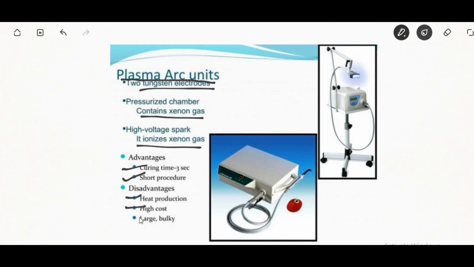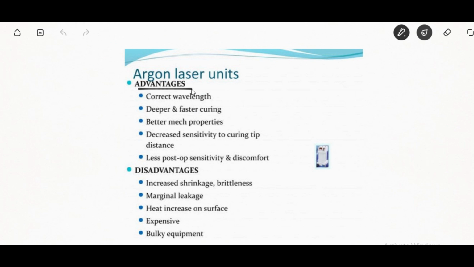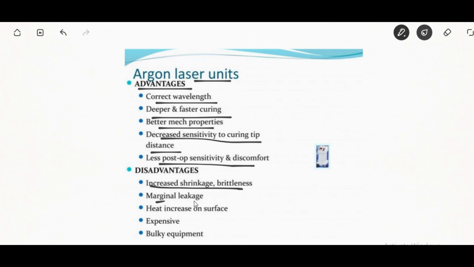Third is the argon laser curing unit. Nowadays we use the argon laser that has a wavelength of 470 nanometer, that is monochromatic in nature. The advantages are that the polymerization will be uniform and not affected by distance. There will be greater depth of curing achieved with this light. The disadvantages: it may affect adjacent restoration, and chances of damage to pulp can occur due to the rise in temperature.